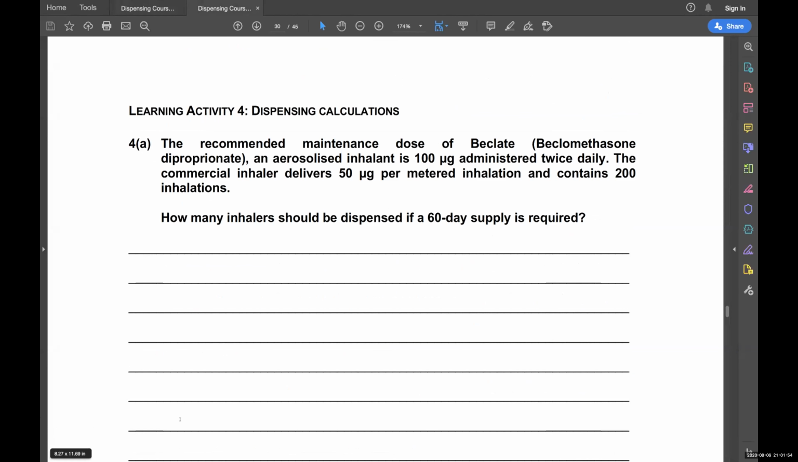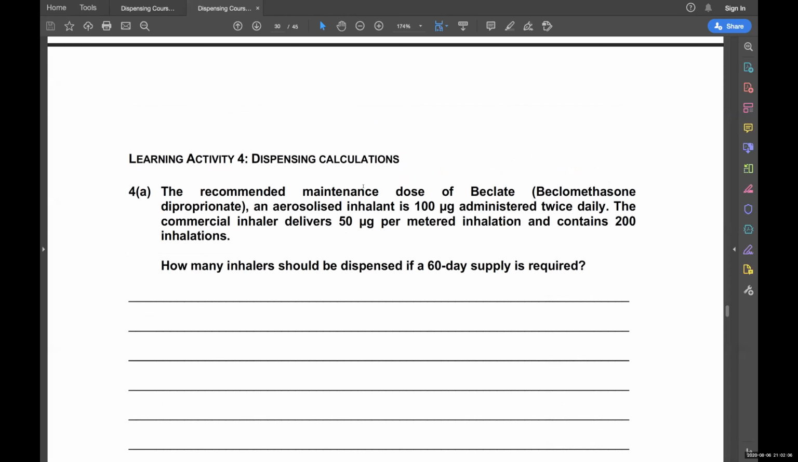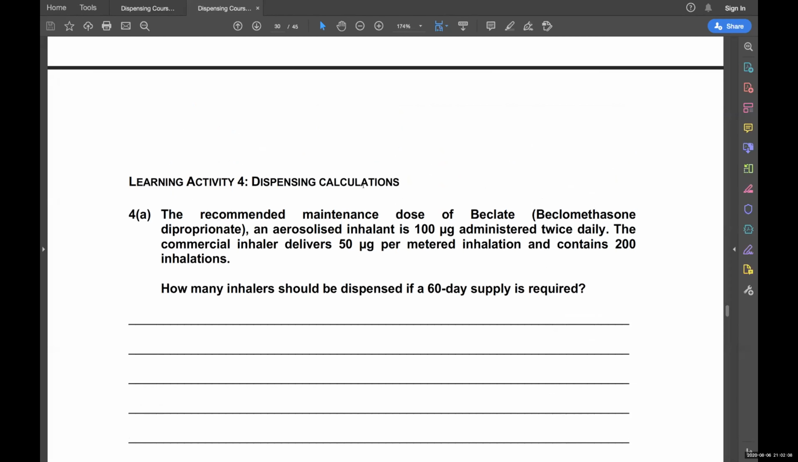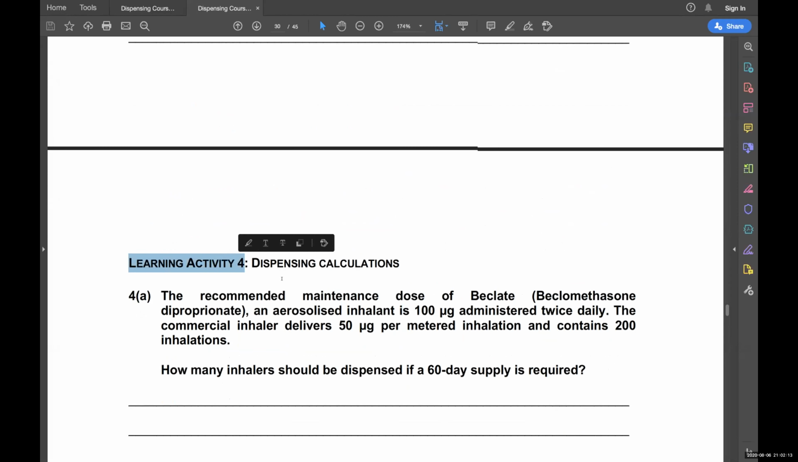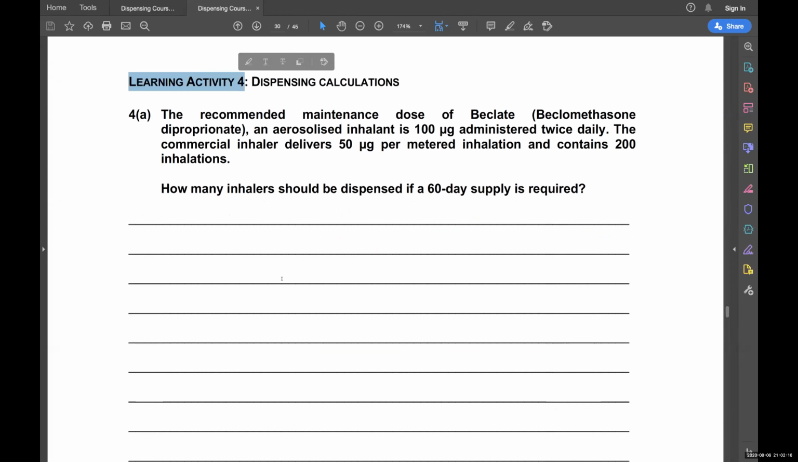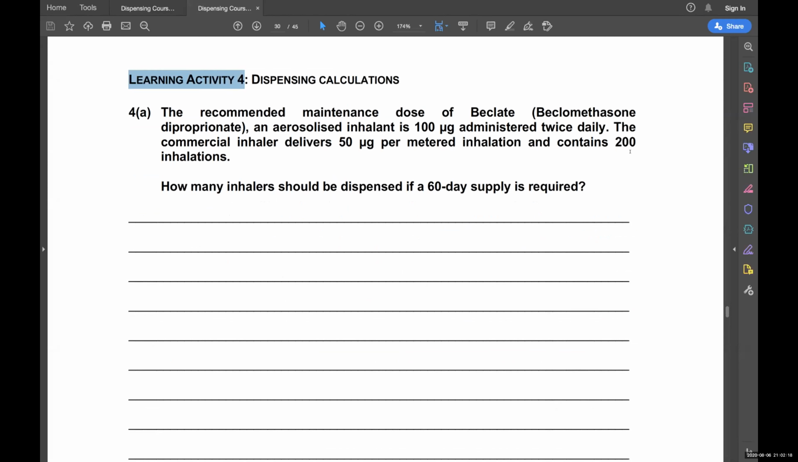So just to summarize the evening, if you go to now your learning activity that we need to cover, learning activity 4 from your learner assessment guide, you've got 2 calculations that you need to do, right? So the first one says the recommended maintenance dose.